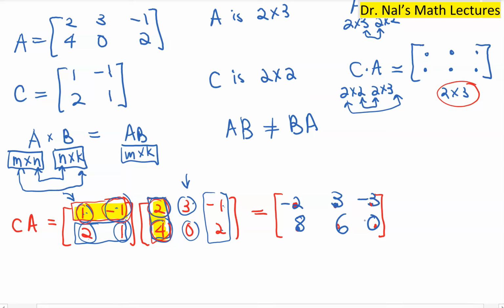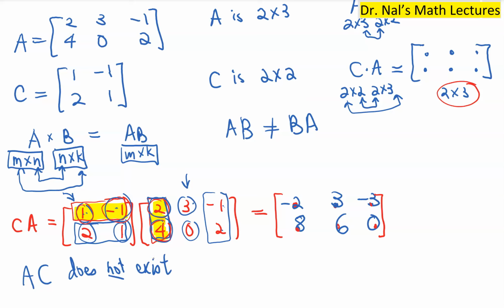And like we said earlier, A times C, there is no such thing, right? A times C does not exist. However, C times A is what it is.